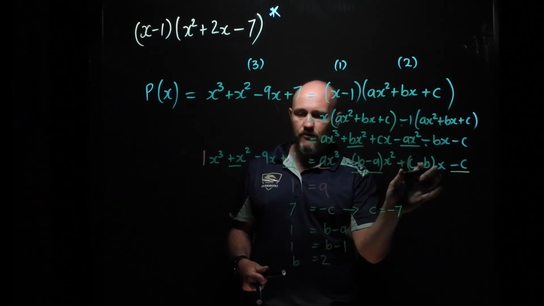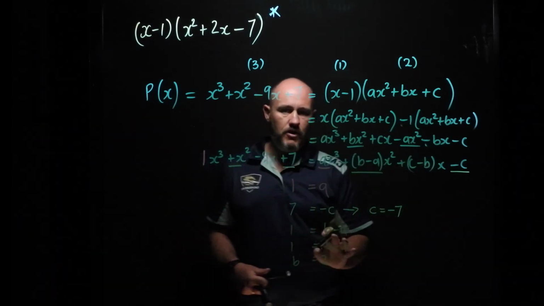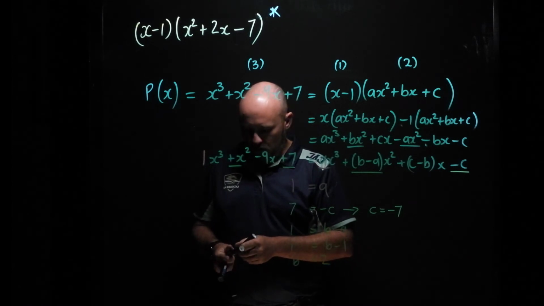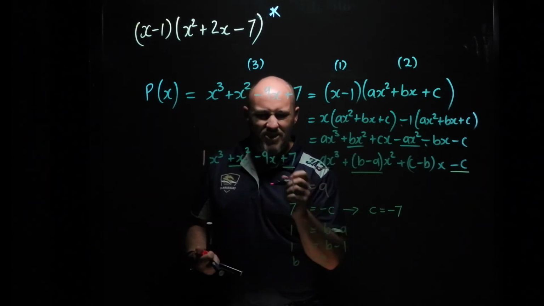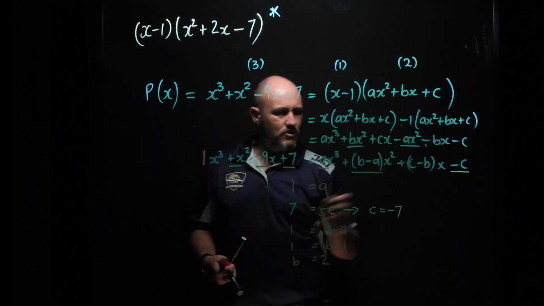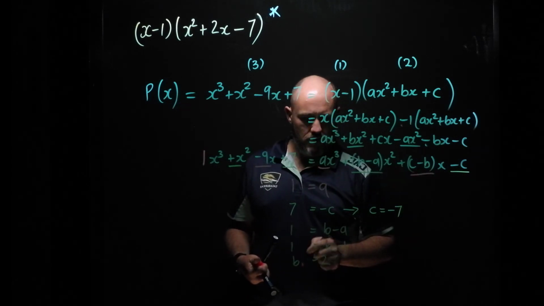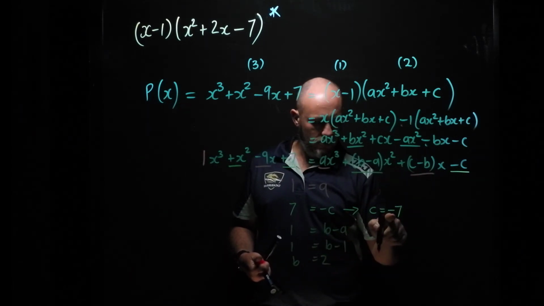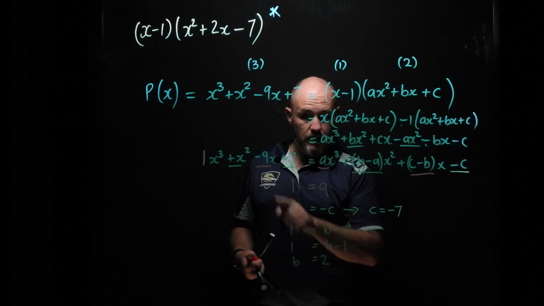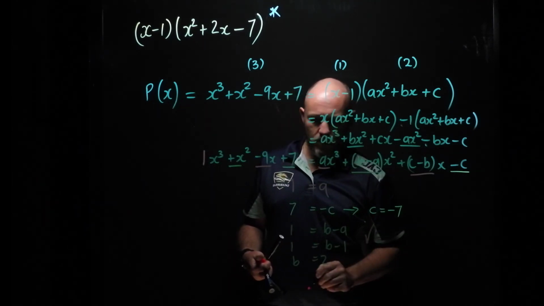Now I've got 4 pieces of information here, but only 3 unknowns to find. So I've got this little, let's call it a parity check here. I can just make sure it's okay. Negative 9 should be c minus b. So it should be negative 7 minus 2, and that is negative 9. So we're good. We've got a good answer here.